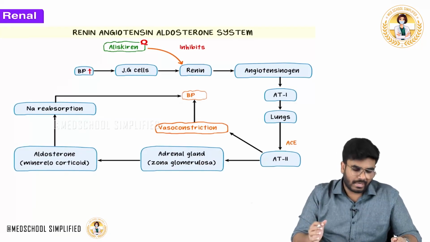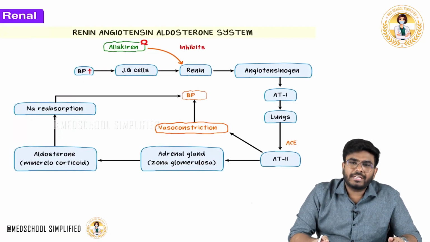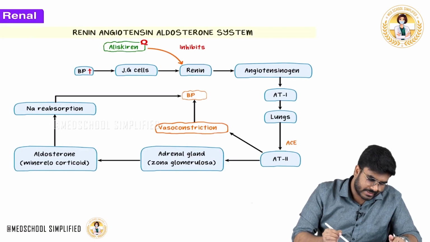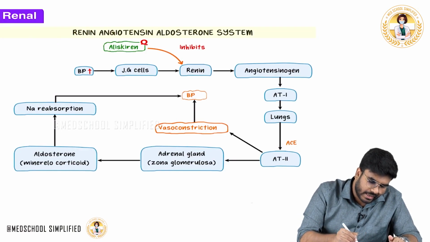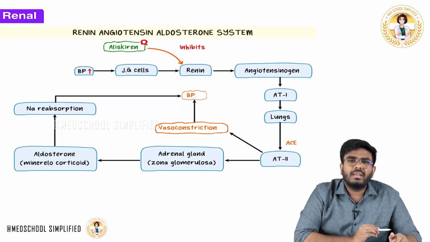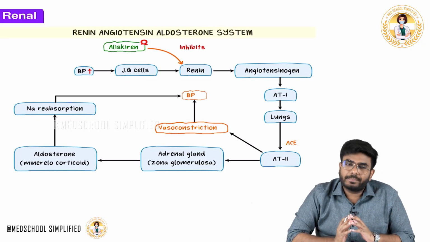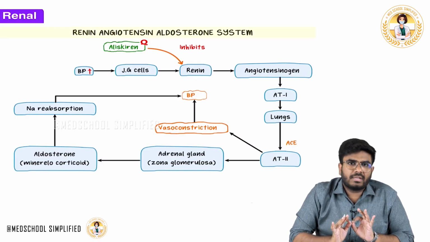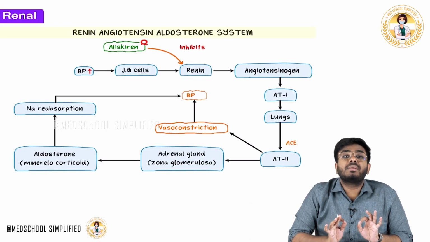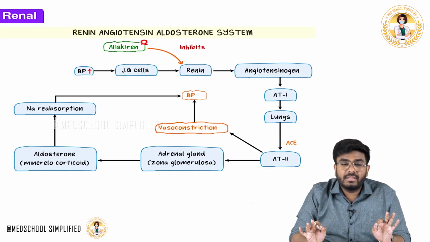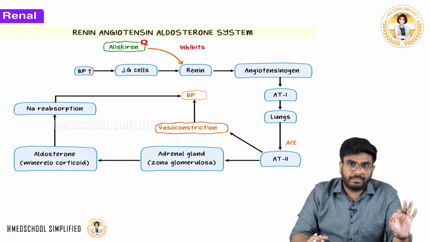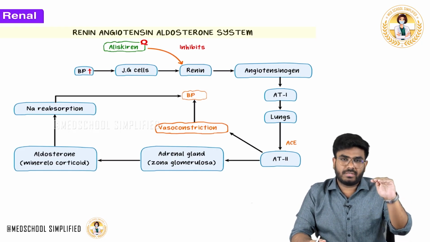Welcome back, guys. Now let's discuss the Renin-Angiotensin-Aldosterone system, that is the RAAS pathway. First of all, when do you need this RAAS pathway in your body? The basic concept is that the RAAS pathway increases the BP. It increases the blood pressure.